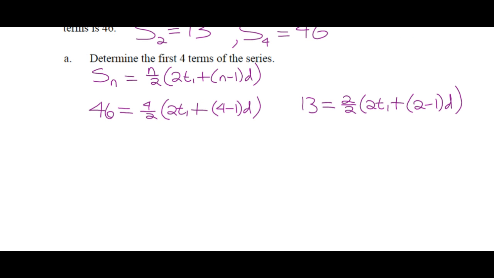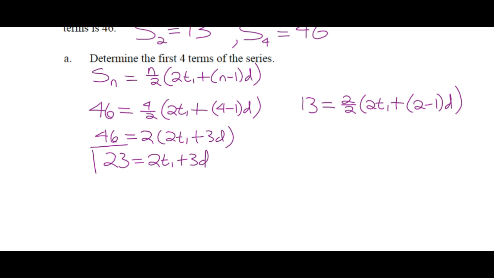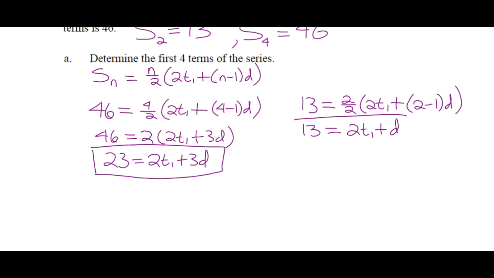So let's just simplify what we've got here. So 46 is equal to 2 times 2T1 plus 3D. So we can divide out that 2, right? Get 23 is 2T1 plus 3D. So, okay, there's an equation to work from. And here we got 13 is, well, just 2T1 plus D. So there's another equation.